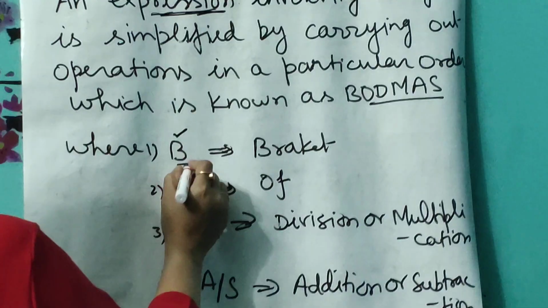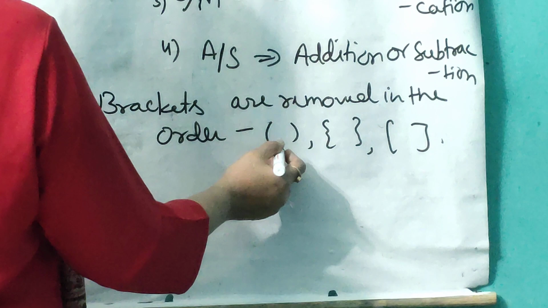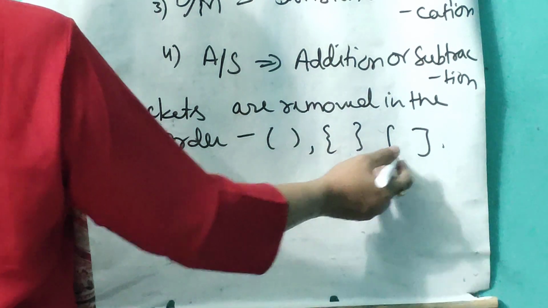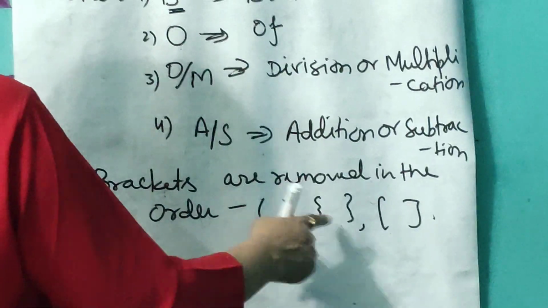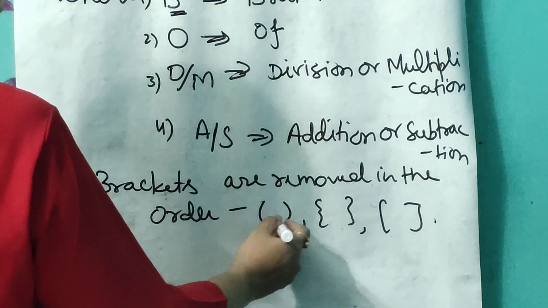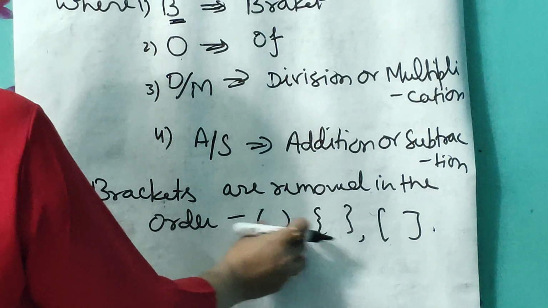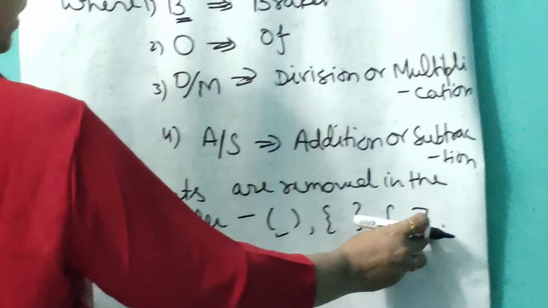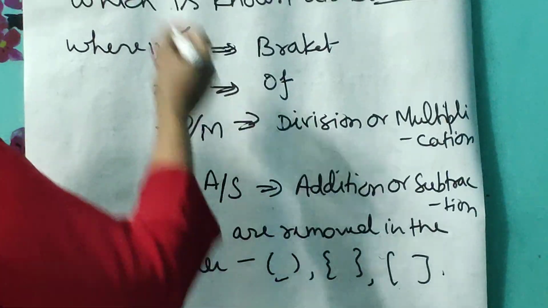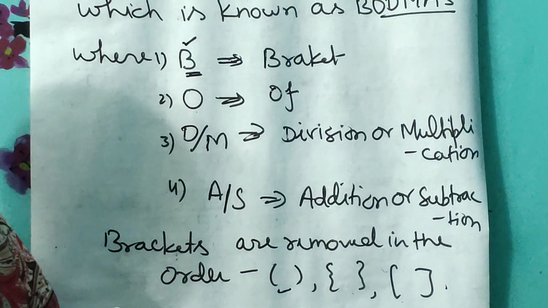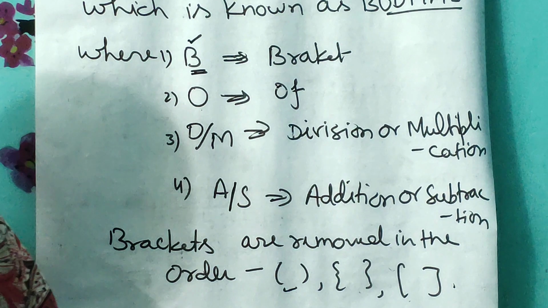In the case of brackets also, there are three types of bracket. This one is known as the small bracket, this one is the curly bracket, and this is known as the square bracket. In brackets also we have an order to remove them. First we will solve the small bracket, then the curly bracket, and then the big bracket or square bracket. Now using this BODMAS rule, we will solve certain questions.